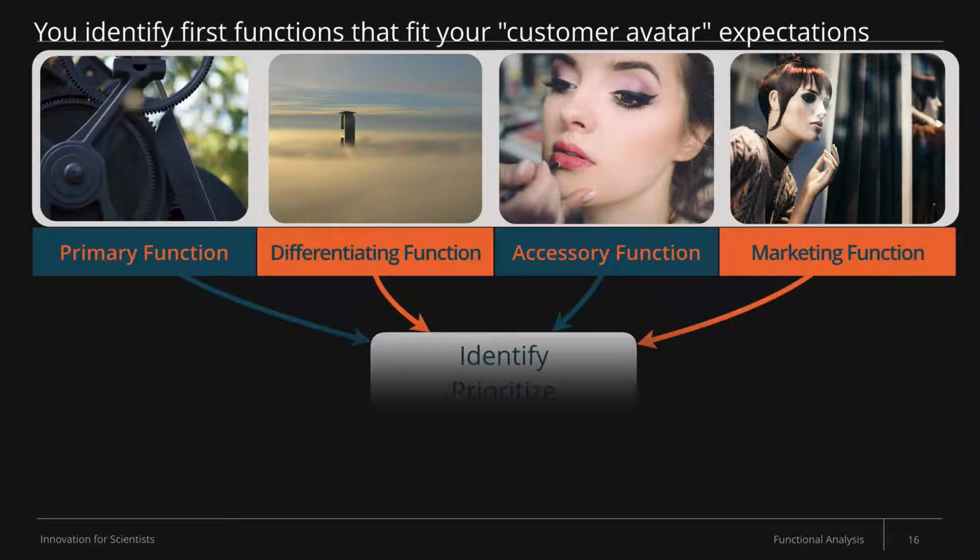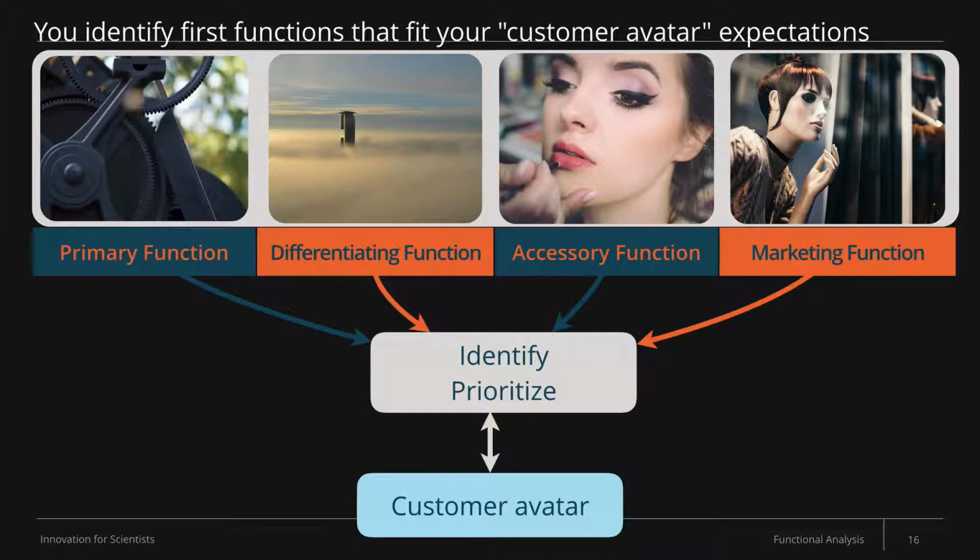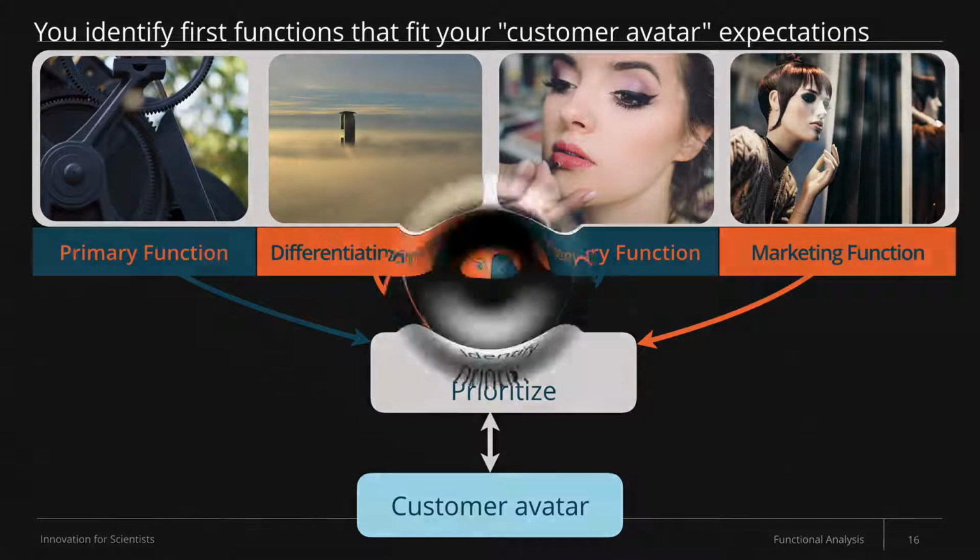You will identify and rank them according to the customer avatar profile. Based on that, you'll be able to see if the functions of the current system are adapted to the customer's expectations. You will check with your potential users if these functions fit with their expectations. If they don't, totally or partially, you'll see how you can improve your system by adding or modifying some functions in order to fit better with the customer expectation.